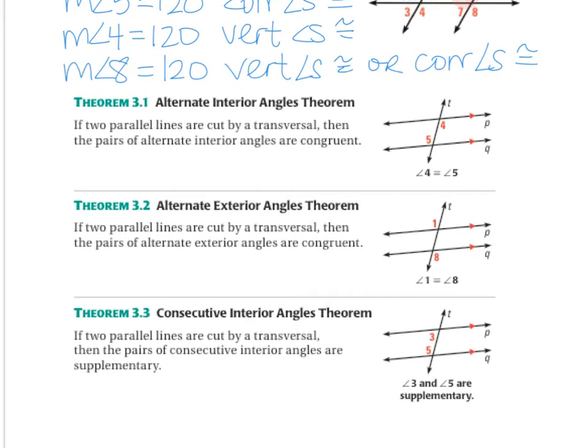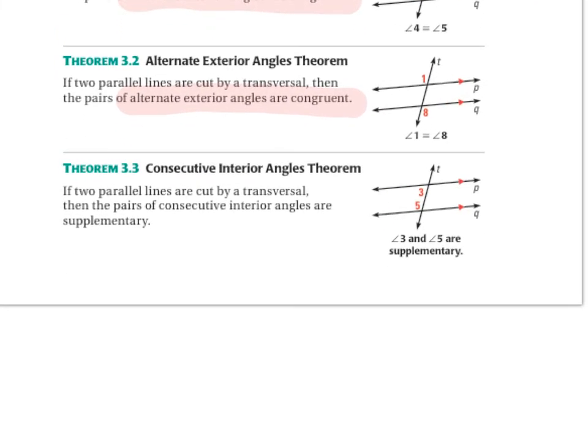The next one we have is alternate interior. Alternate interior angles are congruent. Alternate exterior angles are congruent. So we have three pairs that are congruent: corresponding, alternate interior, alternate exterior. But when we come to consecutive interior, which are those same sides, consecutive interiors are supplementary. That means they'll add up to 180.